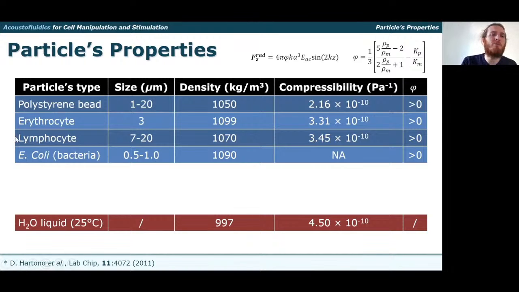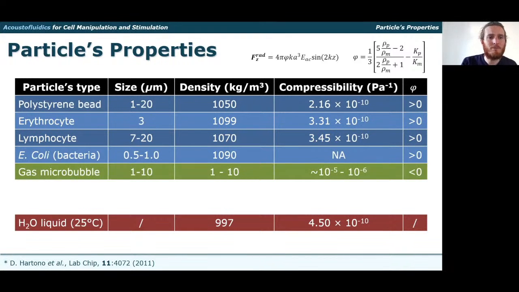If we consider now two types of blood cells, erythrocytes and lymphocytes, for the same reasons that I mentioned before for polystyrene beads, they will also be manipulated towards pressure nodes. However, they have very different sizes, so they may be subject to significantly different acoustic radiation forces, as if you look at the expression of the axial radiation force, it scales with the cube of the particle radius. And E. coli, a type of bacterial species, are much smaller than red blood cells or several types and classes of mammalian cells, so they will be subject to much lower primary radiation forces.